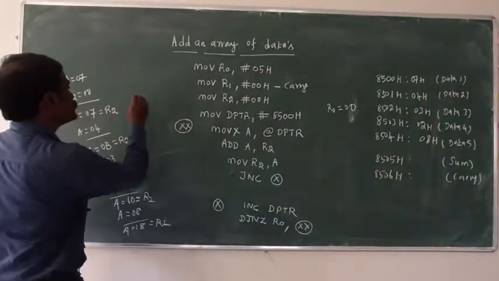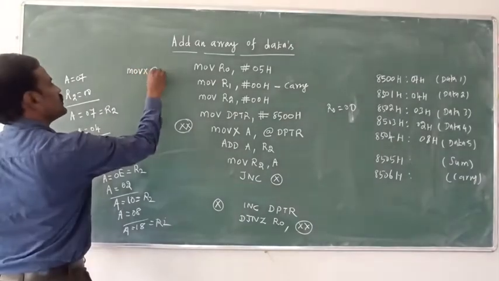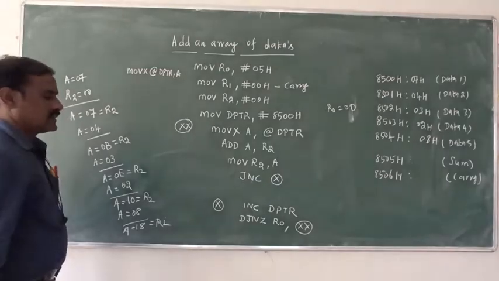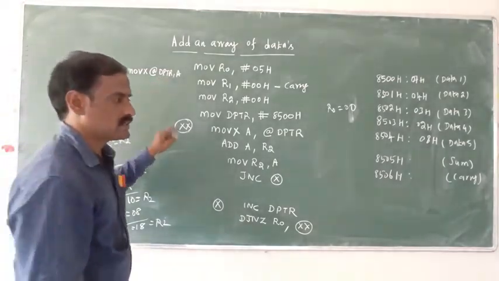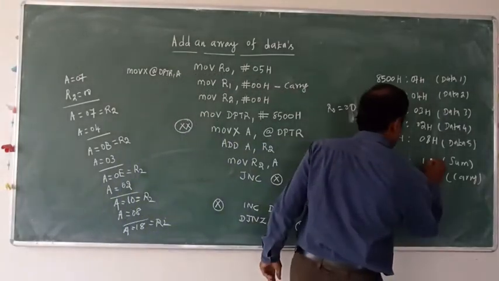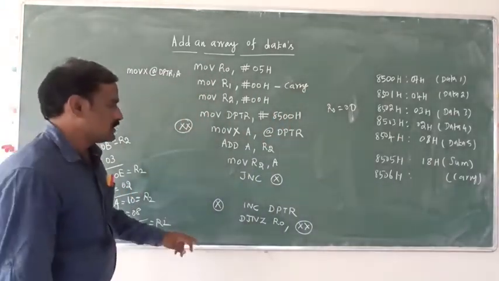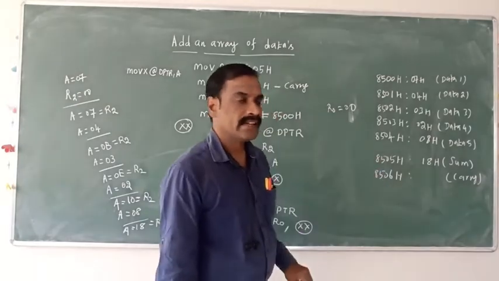For that we can use MOVX @DPTR, A. The 18 data is moved to the DPTR address. Now the DPTR address is 8505. Result 18H. Okay. And then in the next memory address location we have to store the carry result.